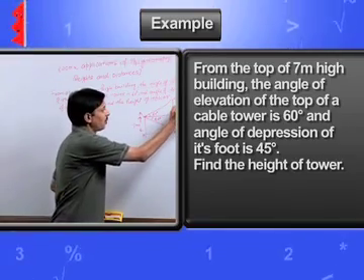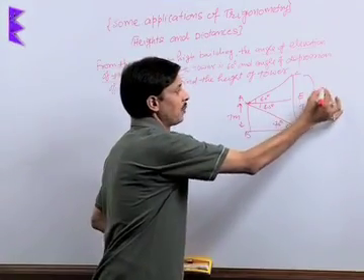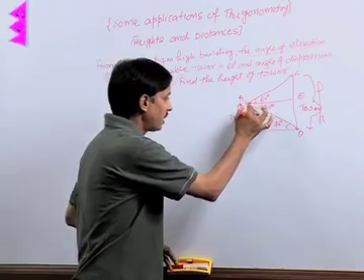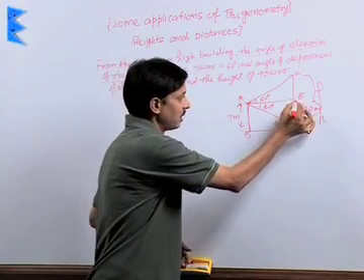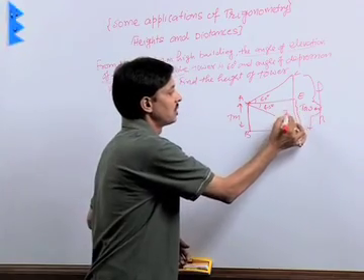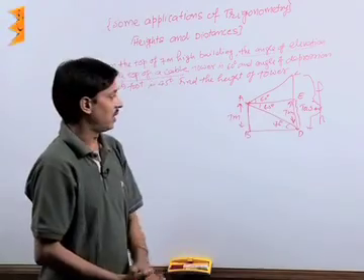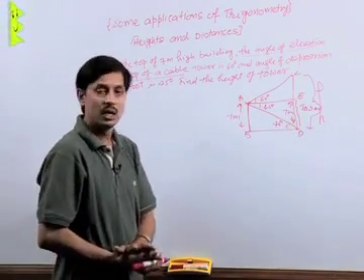We want to find the total height, this CD. Suppose this height is H. As the part AB, the height of building, is 7. So part ED, this has to be how much? 7 meters, because these are the opposite sides of the rectangle. ED is 7 meter because the height of building AB is also 7 meter.